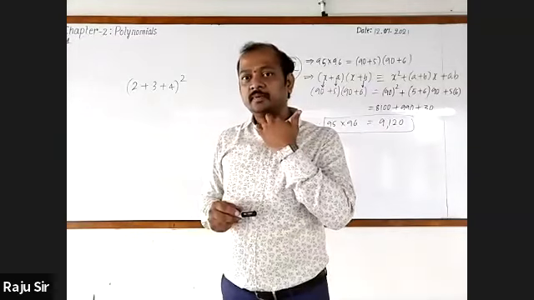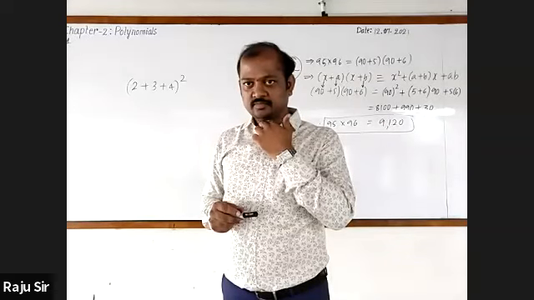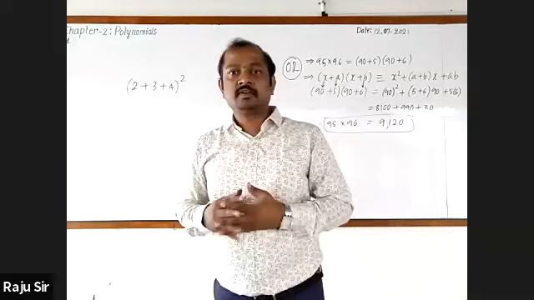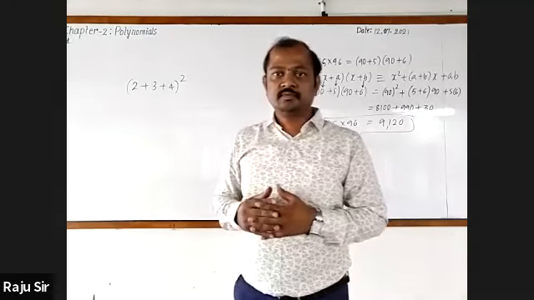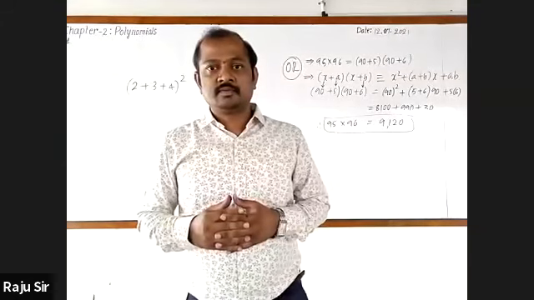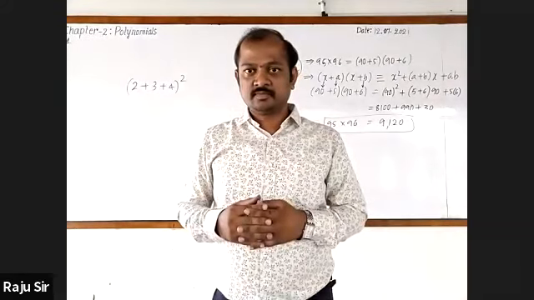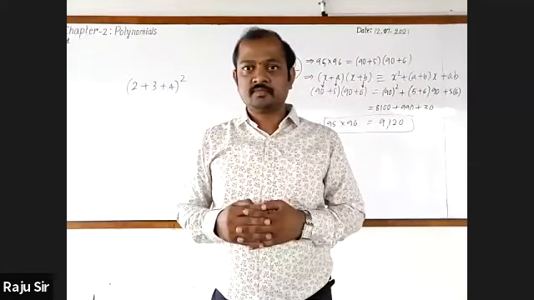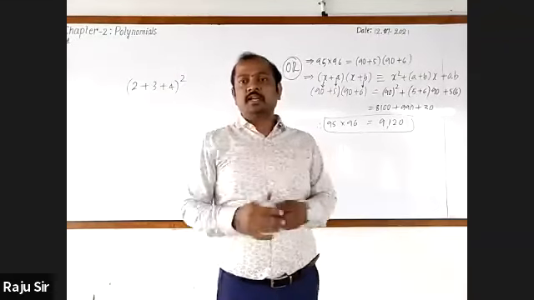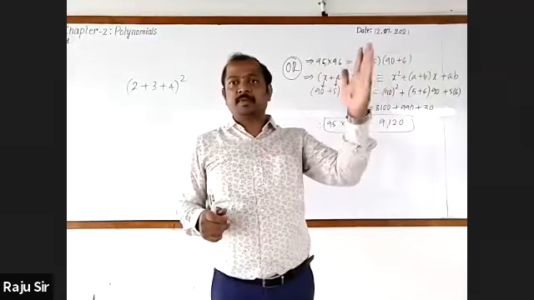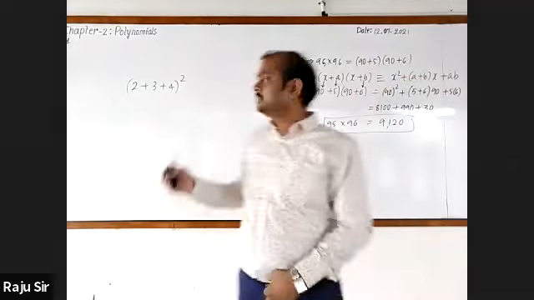Continue, Afrin. a square plus b square plus c square plus 2ab plus 2bc plus 2ca. Very good. (a + b + c) whole square is exactly equal to a square plus b square plus c square plus 2ab plus 2bc plus 2ca. That identity can be used.